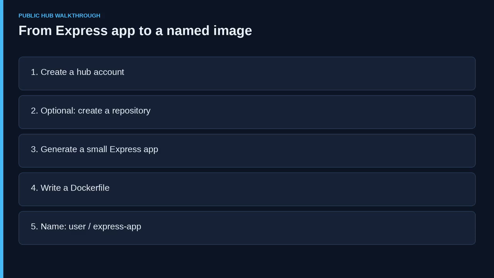The username you chose becomes the first half of the image name, like rhythmshandlya/express-app. That naming is not decoration. The hub uses it as the repository path when you log in and push.